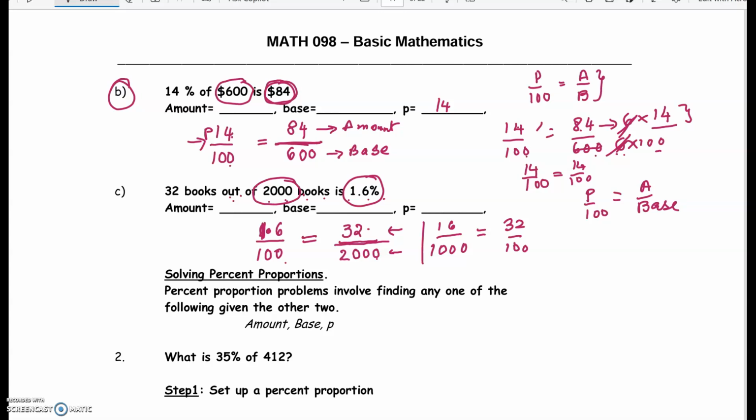1.6 over 100. I'm going to get rid of decimals by multiplying the numerator and denominator by 10. And that's how I get 16, by shifting the decimal point one place value to the right, over 1,000 equals 32 over 2,000. So that is 16 times 2 is 32, and the denominator is 2 times 1,000. When I simplify, I can show that 16 over 1,000 equals 16 over 1,000. Both sides are equal. So that tells us that it is a valid proportion.